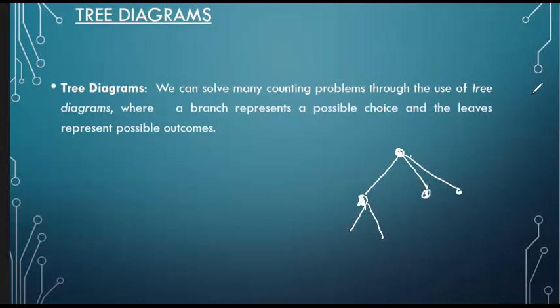Now whenever we want to study a counting problem, we can use a tree where a branch represents a possible choice and the leaf represents the outcomes or the result. Now let's see an example with the same.